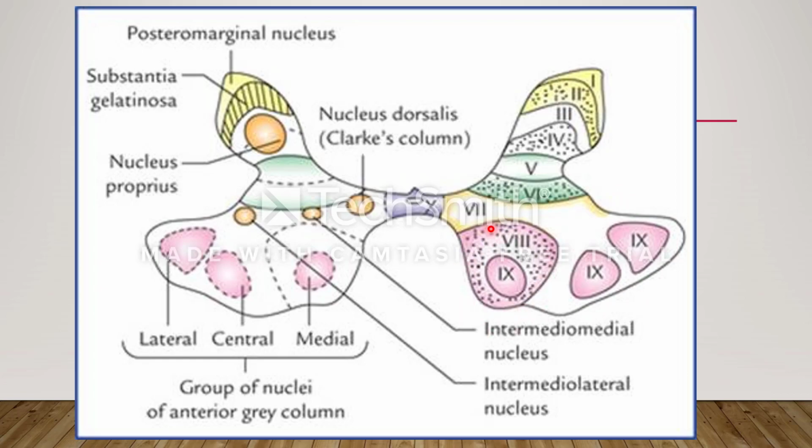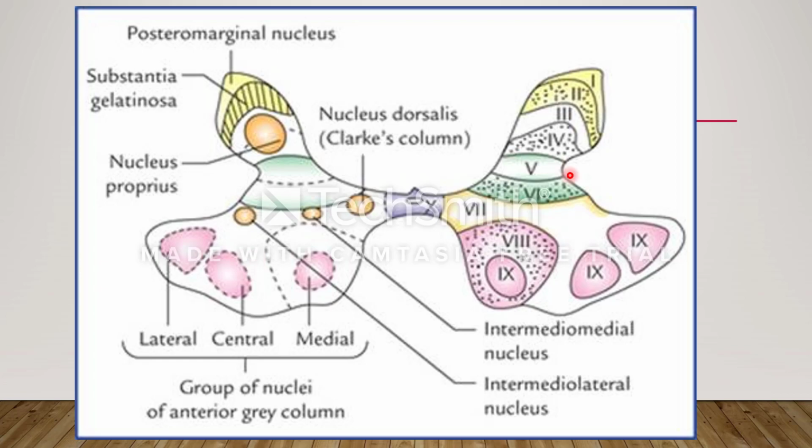First of all, this is the medial group of nuclei. Then there will be, this is medial, then there will be central and lateral. Same here, this is the medial group of the anterior gray column, and this is the central group, and this is the lateral group of the anterior gray column. This is the anterior gray column.